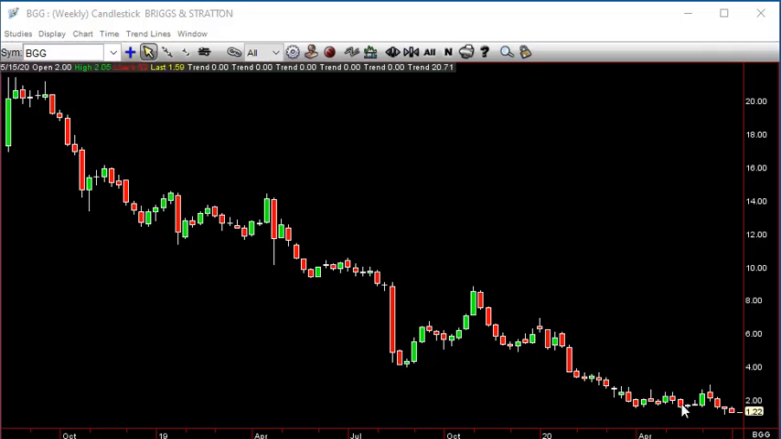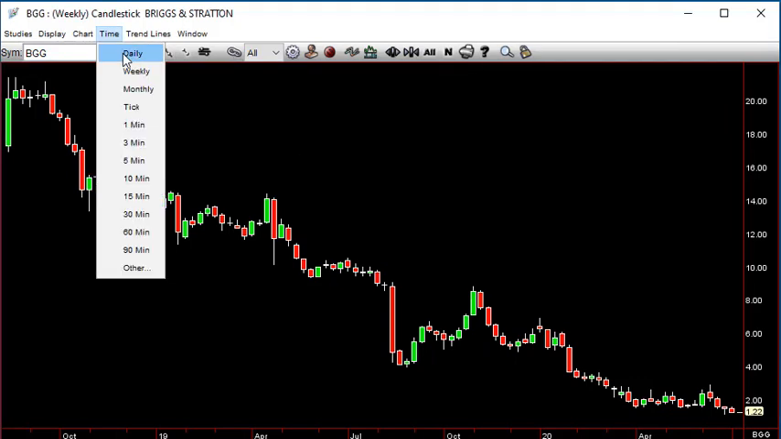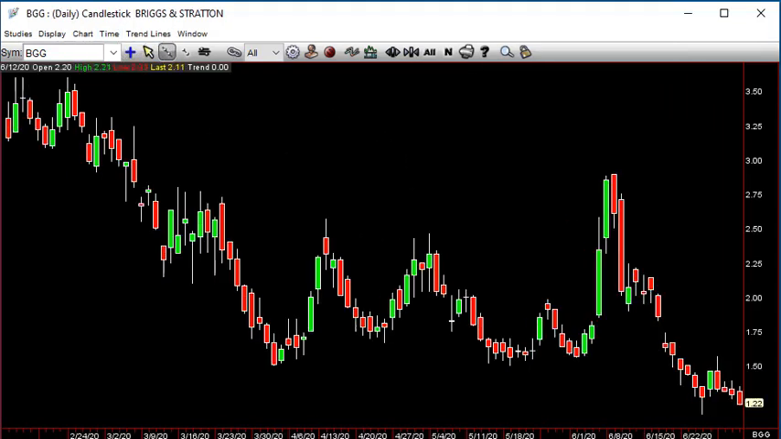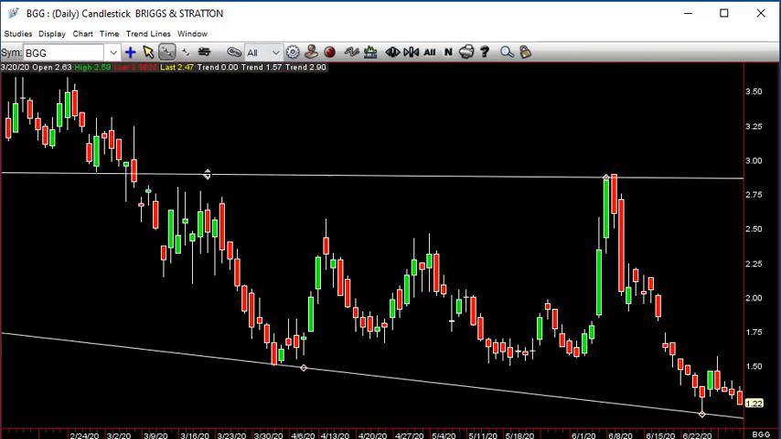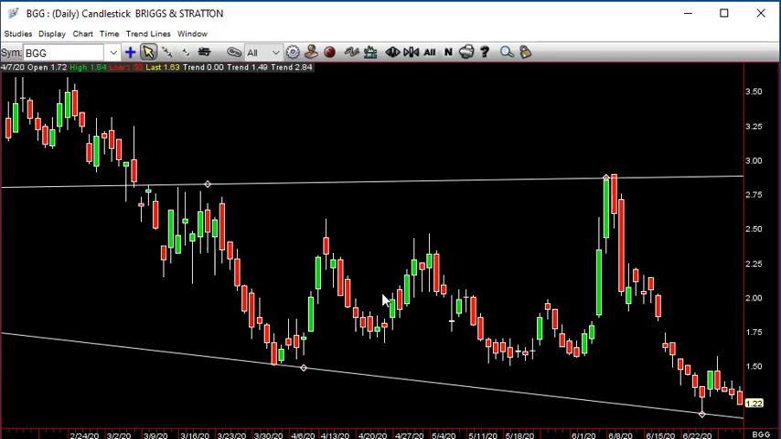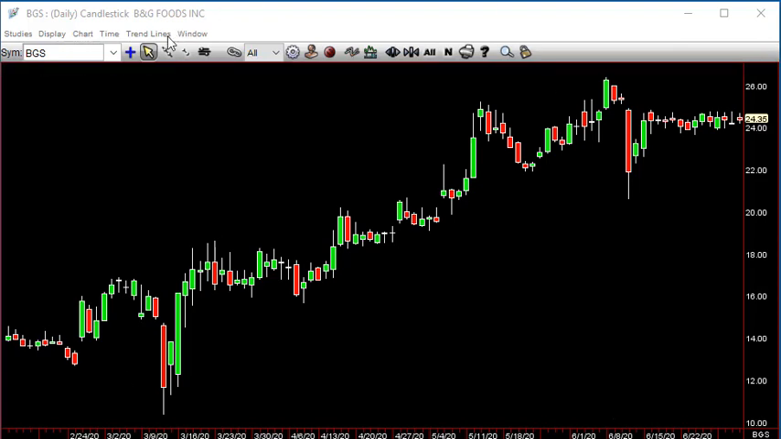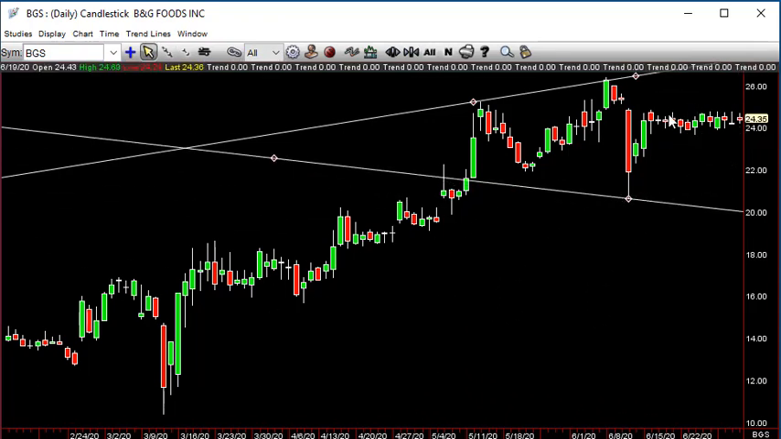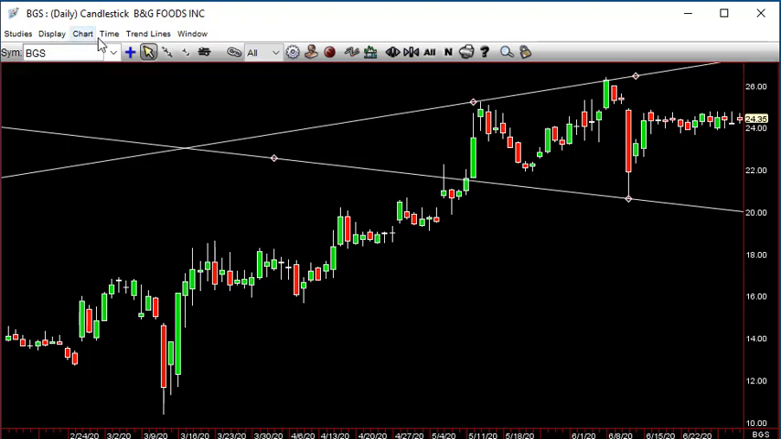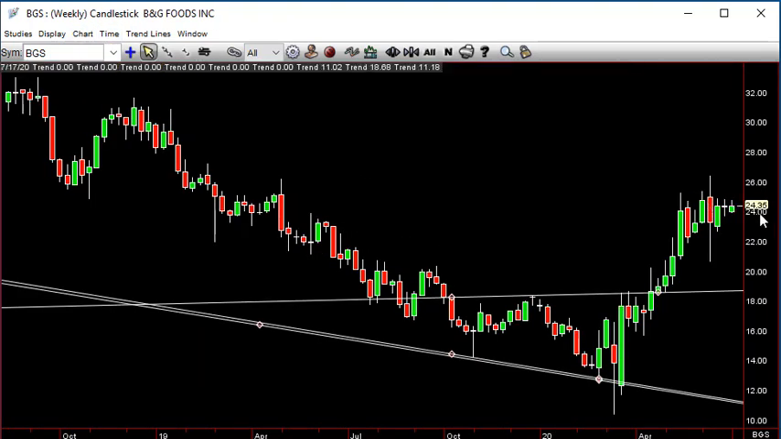Briggs and Stratton, corpse. Look at this, and stops them out, still doing it. If you go to the daily, you'll see this. Like so. BGS. And this is all inside of that, right? That's going to give you the weeks looking like this. Here, crammed in here after the outside bar broadening formation.